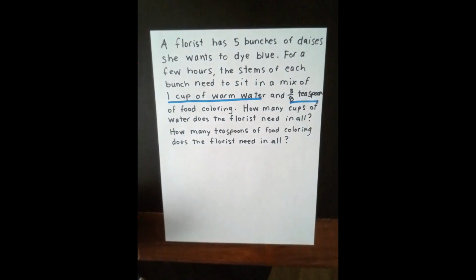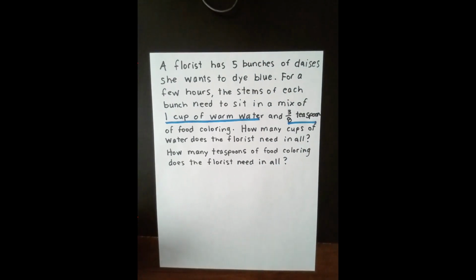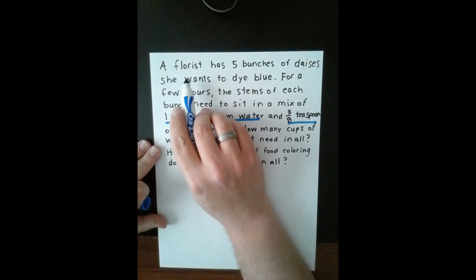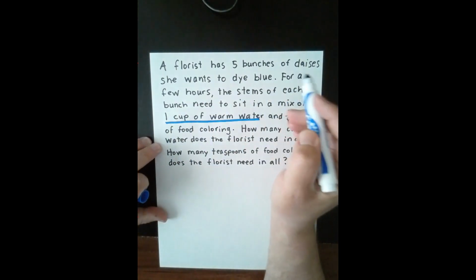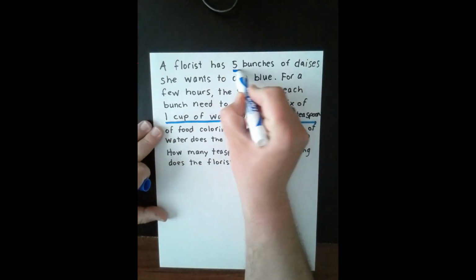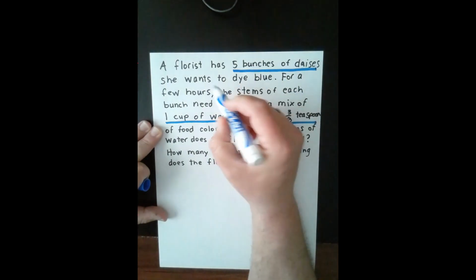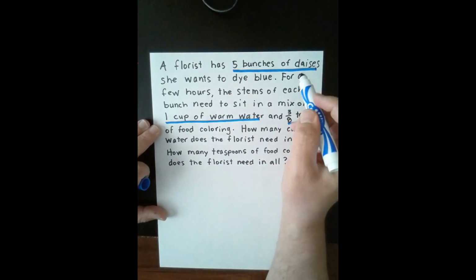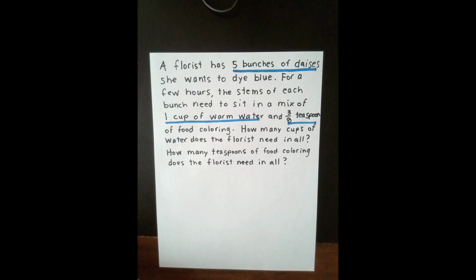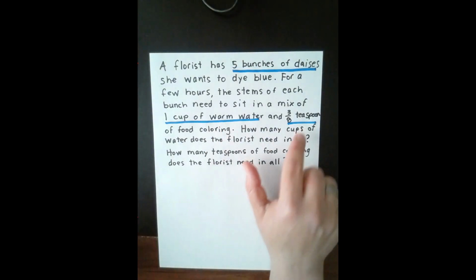So, boys and girls, there's a lot of words here, so I'm going to take this problem and break it down. I'm going to get rid of some things that we don't necessarily need, and pull out what's important and what we're going to need to solve this problem. So, here's what we know. We know that a florist has 5 bunches of daisies. So that's important. So I'm going to underline that because we need to pull that out. That she wants to dye blue. For a few hours, the stems of each bunch need to sit in a mix of 1 cup warm water and 3/8 teaspoon of food coloring.